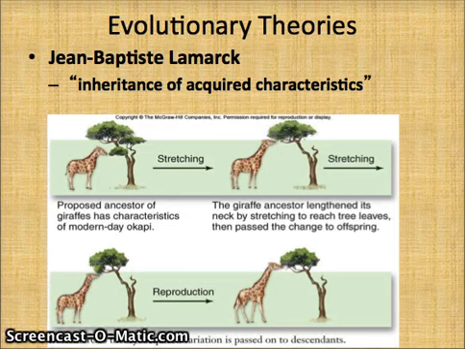His biggest competitor was Jean-Baptiste Lamarck. Lamarck's theory of inheritance of acquired characteristics had quite a following. He said that it had nothing to do with genetics, that evolution, or the change in variety of species, came from the characteristics that you created over time.